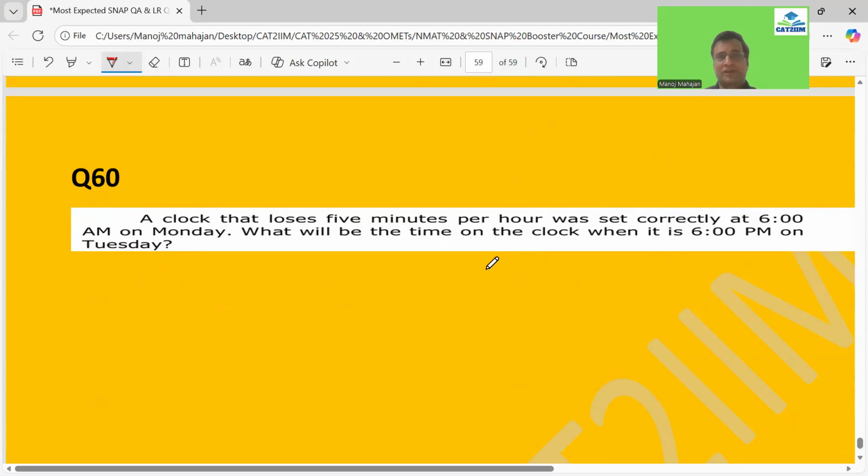So the clock loses 5 minutes per hour. So 60 minutes or maybe 1 hour if I say, 5 minutes, it is losing, right? Correct time was 6 a.m. on Monday, and then they're saying 6 p.m. on Tuesday. So 6 a.m. Monday to 6 p.m. Tuesday, if I look, total duration is 36 hours, right?